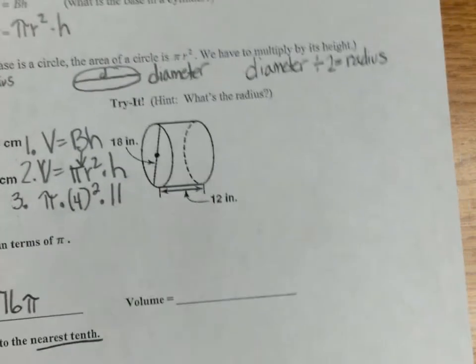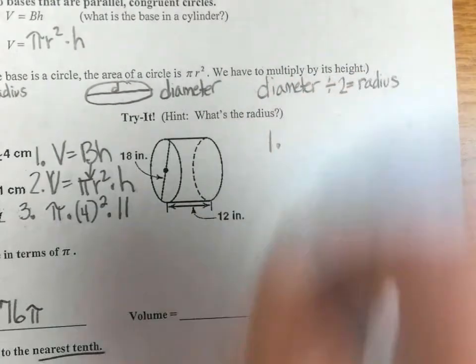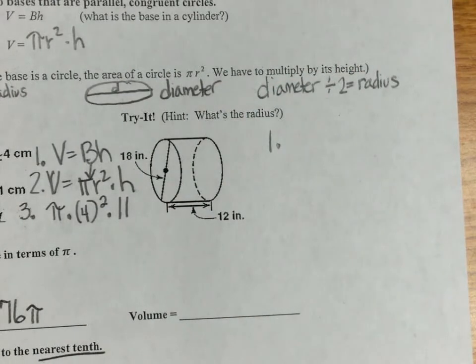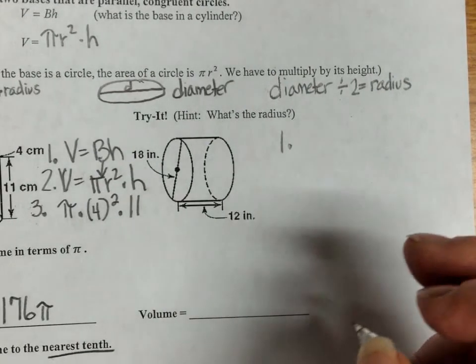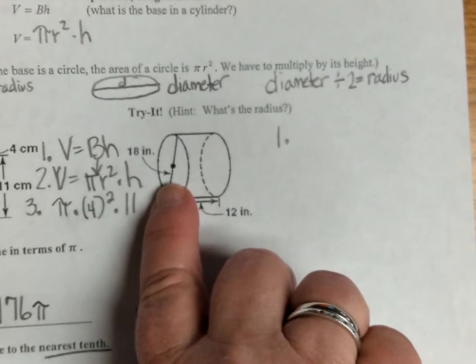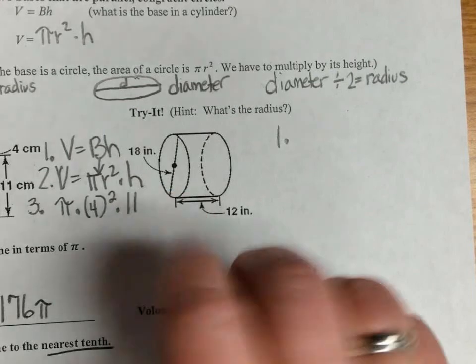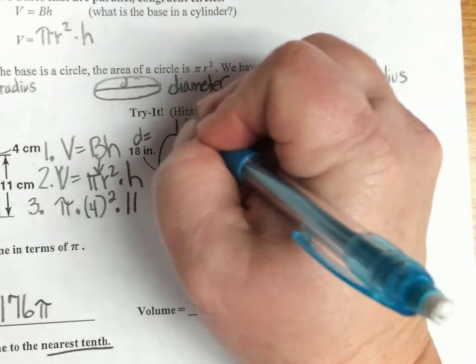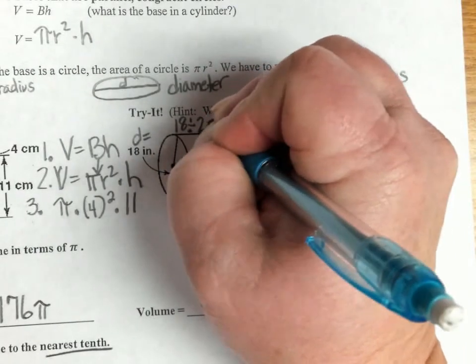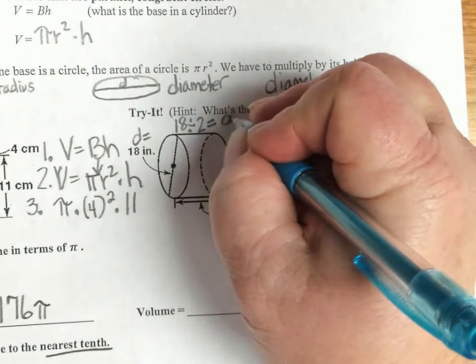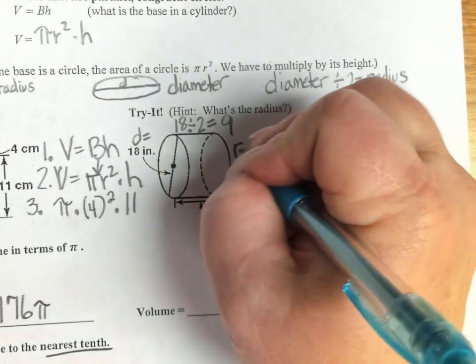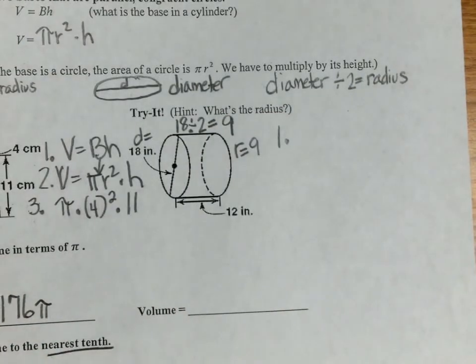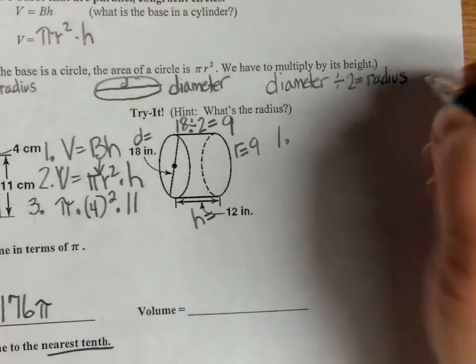So let's do the next one. Step 1, what are we going to do? First, let's identify our parts. So 18, what is that? A diameter. So if it is a diameter, diameter equals 18, what am I going to have to do? So I'm going to have to take 18 divided by 2, and I'm going to get what? 9. Okay? So my R is equal to 9. What is my H? 12. H is equal to 12. So now I'm ready to start.